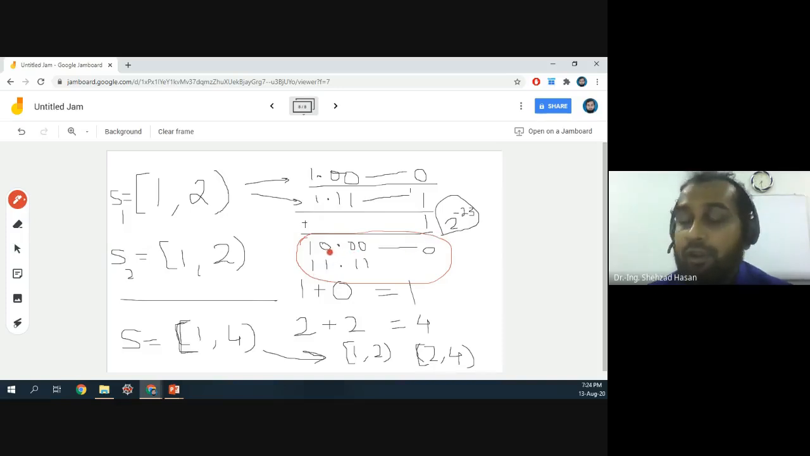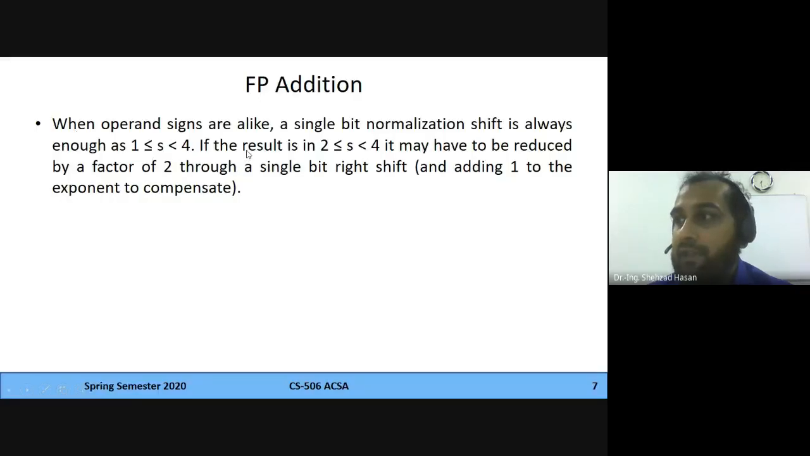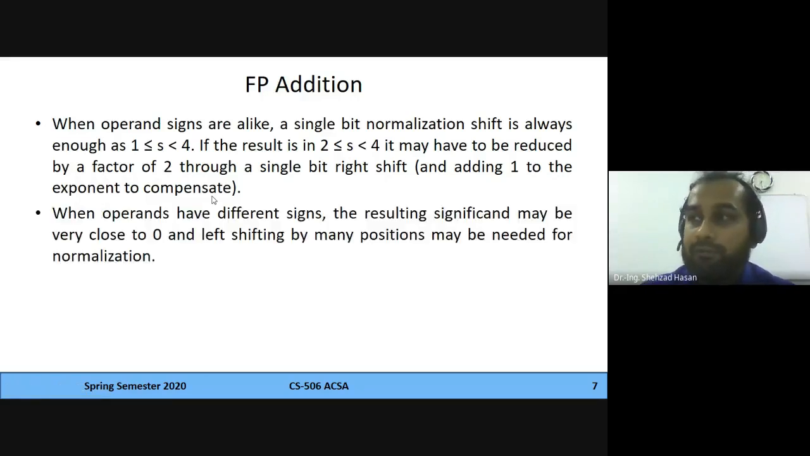Sorry, add 1 to the exponent, because you are going to reduce the magnitude, so you are going to increase the exponent value. This is what is described over here: if the result is in the range 2 to 4, you can reduce that by a factor of 2, right shift it, and add 1 to the exponent to compensate. So this is our first point in addition.